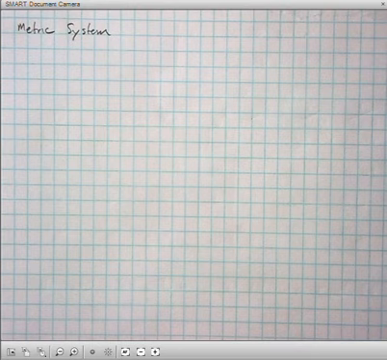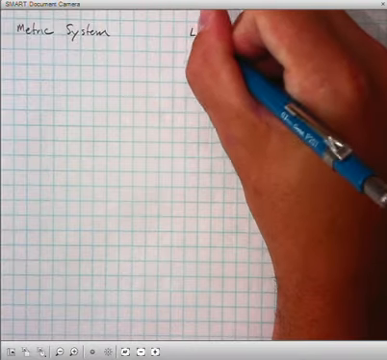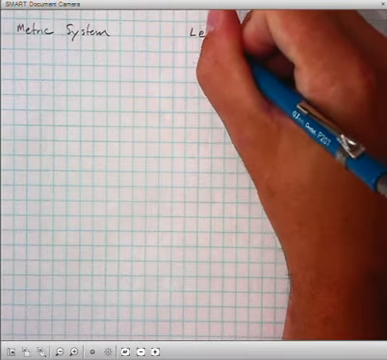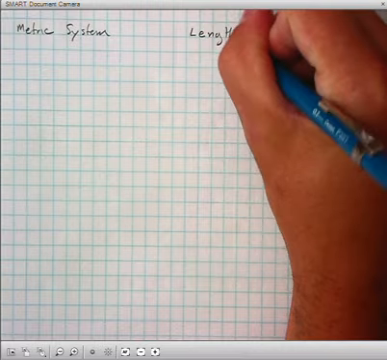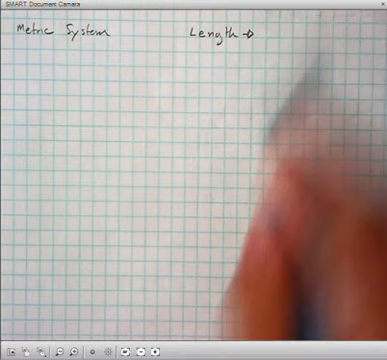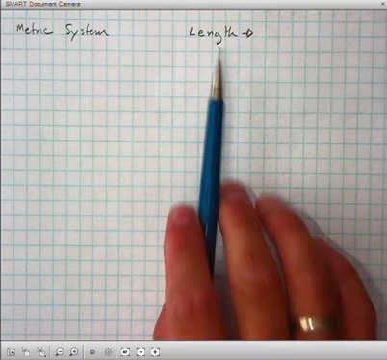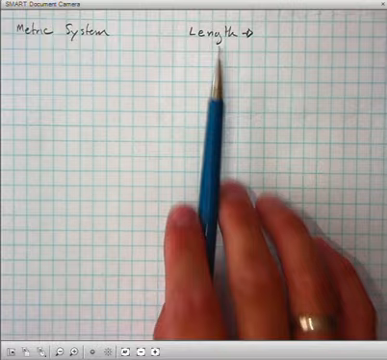The nice thing about the metric system is that we can use one simple chart to help us convert between different measurements. The first thing I want to focus on is the unit of measure. When the U.S. is talking about length, we're talking about inches, feet, yards, and miles. In the metric system, we use meters. The meter is the unit of measure.